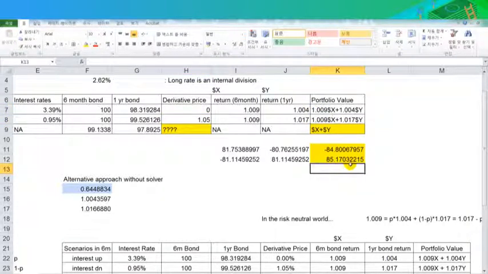Then if we sum this x and y, which is the portfolio value, then the portfolio value is $0.369. Because if we invest this amount in the 6 month bond and the 1 year bond, we have exactly the same derivative price in each scenario. Therefore, the value of this portfolio should be exactly the same as the derivative price. Therefore, the derivative price is this one.